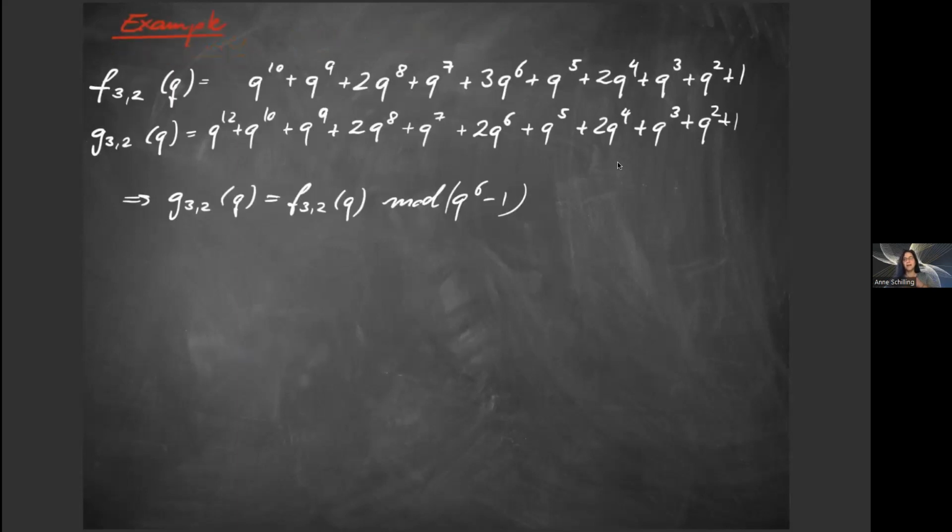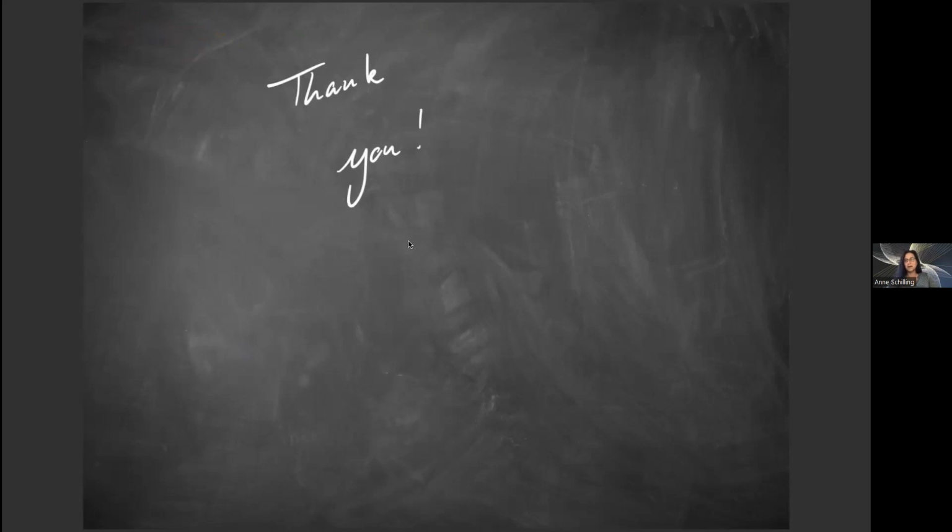And here's an example to show you that this is actually non-trivial. Here is our polynomial on the top, and then the other polynomial on the bottom, and you can see that they're not the same, right? This polynomial has Q to the 12, whereas ours does not. But modulo Q to the 6 minus 1, they're actually the same polynomials, and therefore they give the same cyclic sieving phenomenon. Thank you very much for your attention.